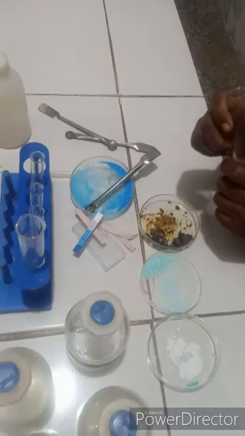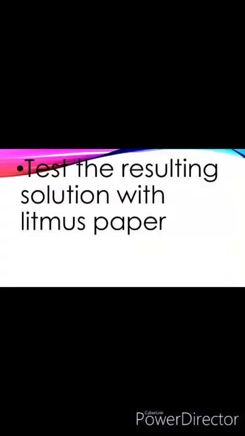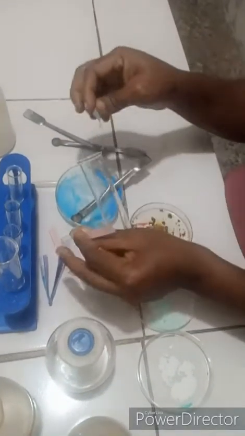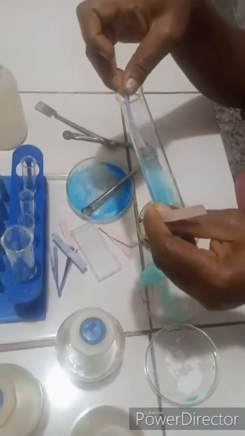Now let's go to the next test. The next test is to test the resulting solution with litmus paper. You pick your red and your blue litmus paper, slant the solution, put the blue litmus paper in and check. As you can see, the blue litmus paper turns red. Record it in your observation: solution turned blue litmus paper red. The inference is the solution is acidic.